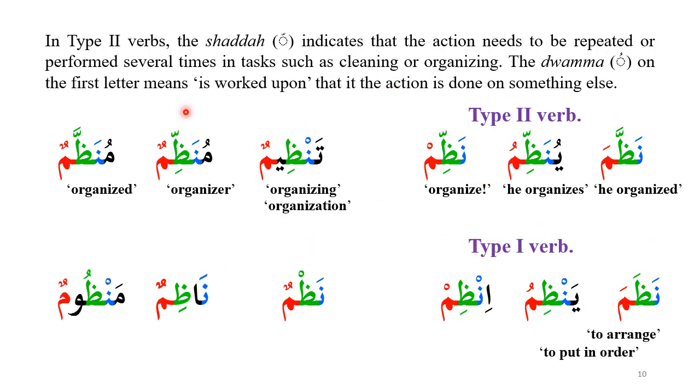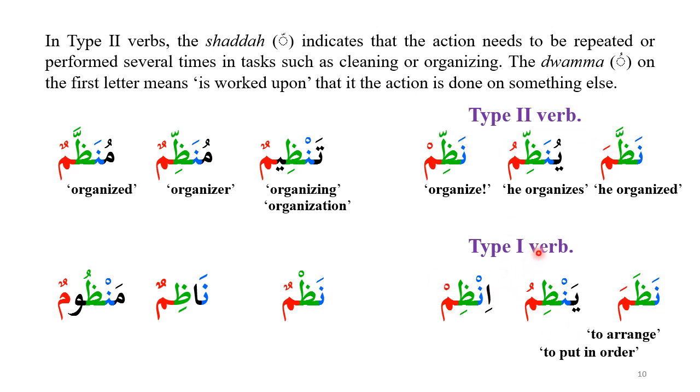Now, similarly, you can see nazzama means he organized, yunazim means he organizes, and nazim means organize as an order, and tanzim means organizing or organization, and munazzim means organizer, and munazzamun means organized, right? And compared to this is the type 2 verb, right? Because this is characterized by the shadda on the second letter, right?